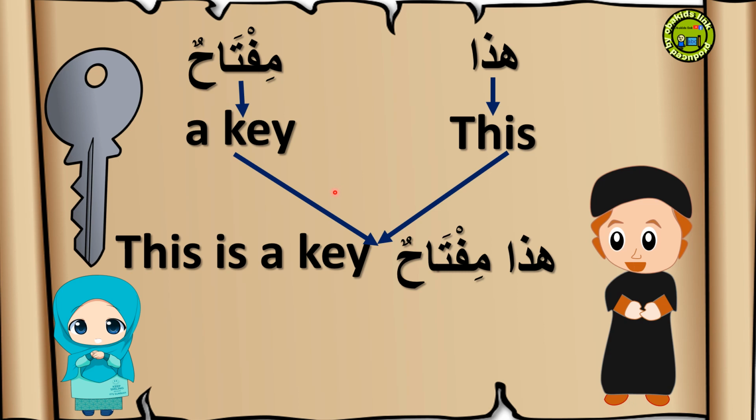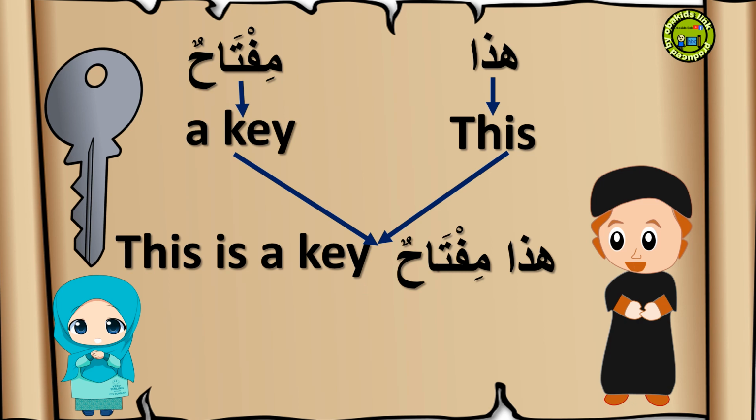Let us look at the example again. هذا is a singular demonstrative pronoun which means this. مفتاح is a singular noun which means a key. Now if we combine هذا and مفتاح together, it makes هذا مفتاح, which means this is a key.